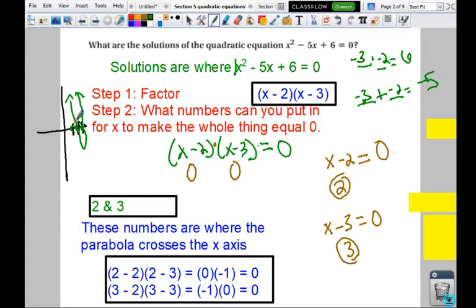We're going to look at this more tomorrow. I just want to give you a heads up for now. So it's going to cross your x-axis at 2 and 3. For today, though, we're going to practice finding these without graphing.